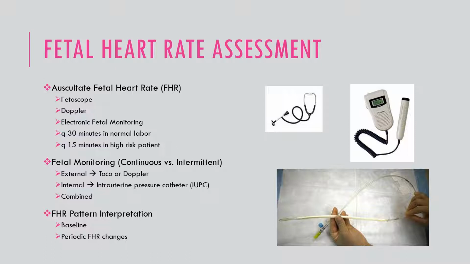Now, in an acute care facility, we do use the Doppler, but mostly in the acute care setting, you're going to see fetal heart rate assessment being done via an electronic fetal monitor. And typically, it's going to be continuous monitoring. We want to assess fetal heart rate every 30 minutes in a normal patient that's having normal labor, and every 15 minutes in a high-risk person that has some high-risk factors.